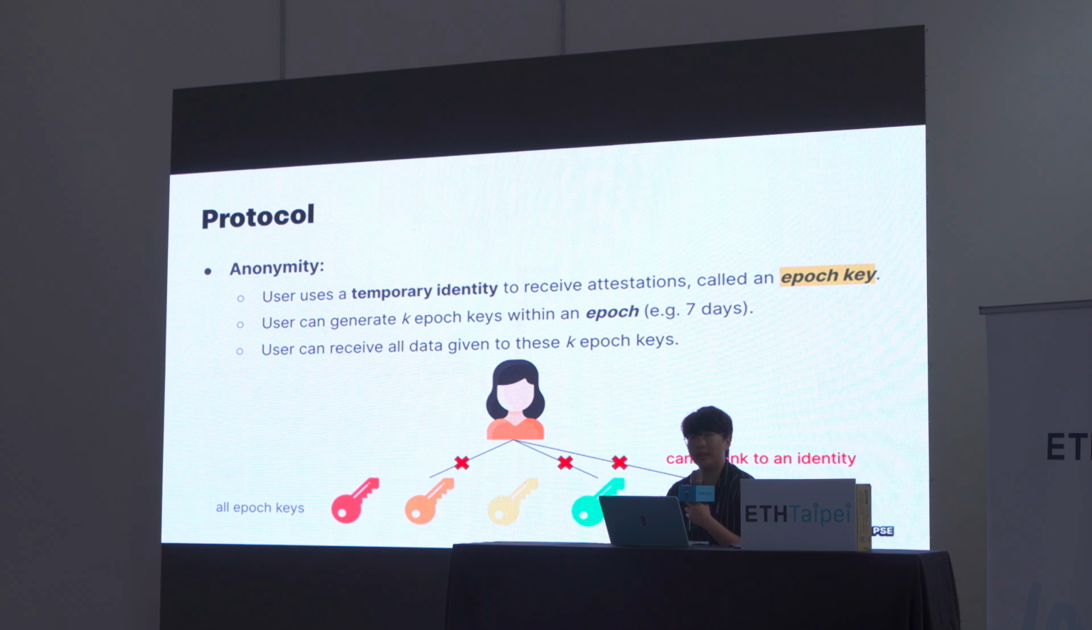The user's anonymity comes from a temporary identity we give users, called an epoch key. For example, Alice can have 3 epoch keys in one certain epoch. Say the epoch is 7 days; in these 7 days, Alice can have 3 different identities. Imagine there are 5 epoch keys you can see in this system, but you cannot link which 3 epoch keys belong to Alice. This is how, in the Unirep protocol, the user can keep their privacy.